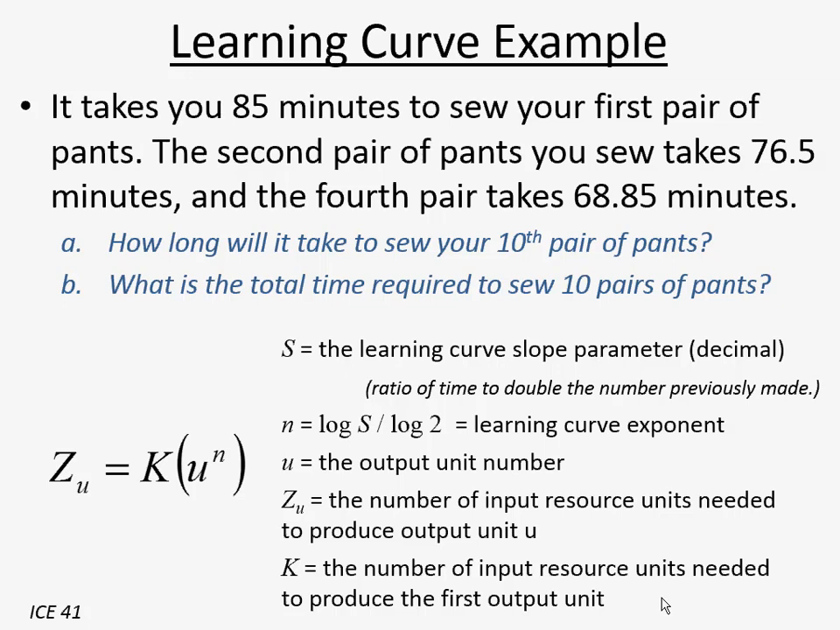Sewing a pair of pants. Let's say that it takes you 85 minutes to sew the first pair of pants, and then you double your amount of pants ever sewed by going on to the second pair of pants. And so it took you 76.5. You must have learned a lot from the first time, because now you're saving almost 10 minutes on that second pair of pants. And then we notice we also have data for the fourth pair of pants. It took 68.85 minutes. So let's start off by calculating S in this example.